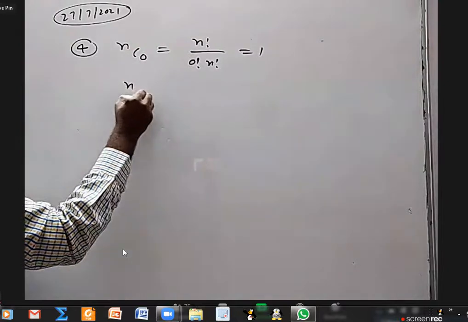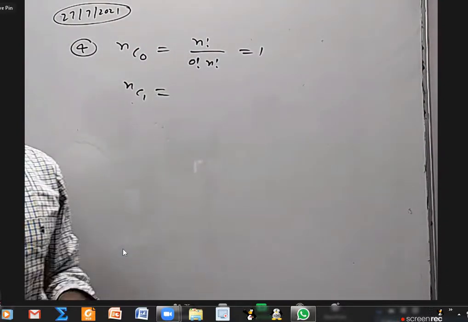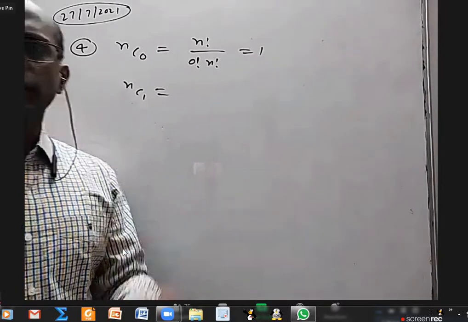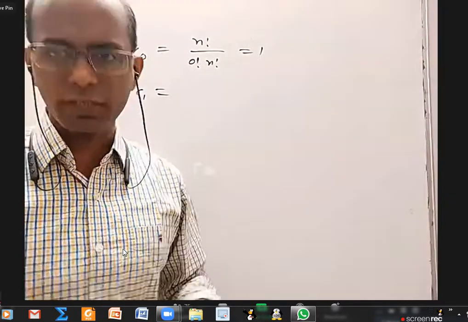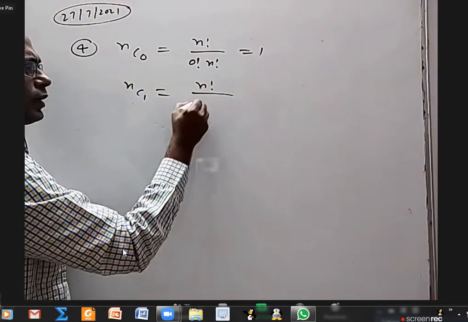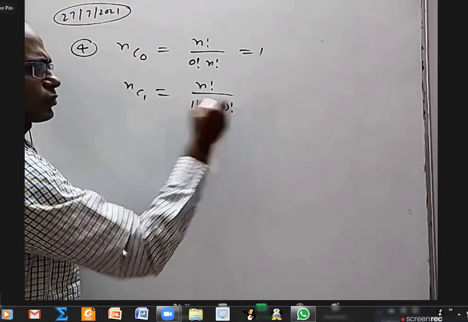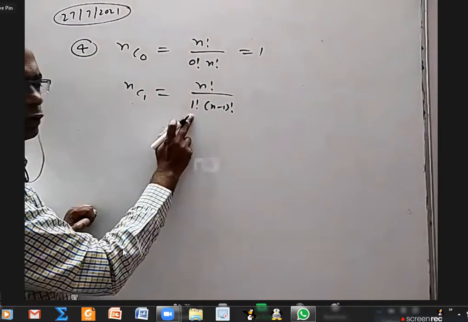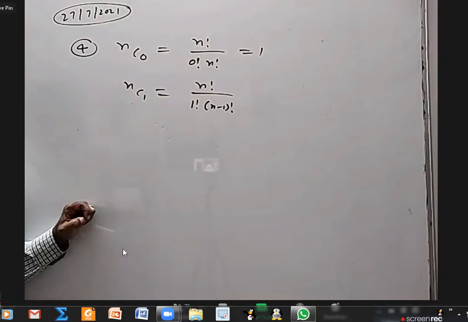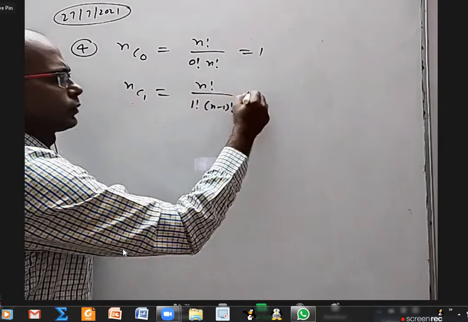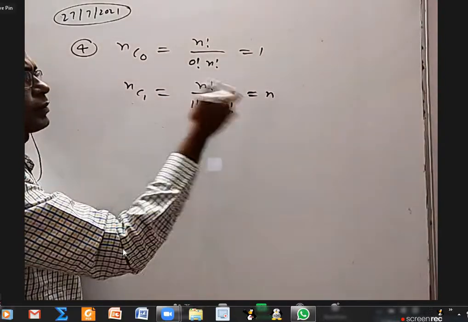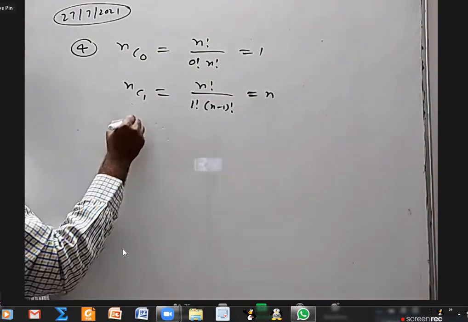If I take NC1, from n items, I have to select 1 item. I can select the first item or second item or third item or nth item. Total how many ways? N ways, right? Even according to the formula, it is n factorial by 1 factorial into n minus 1 factorial. 1 factorial is 1. What is n factorial by n minus 1 factorial? N. Because n factorial is n into the next smaller number, n minus 1 factorial, which gets cancelled.